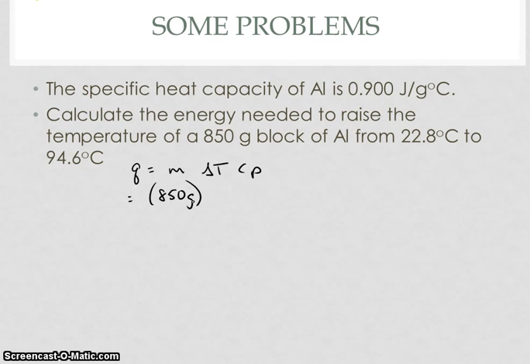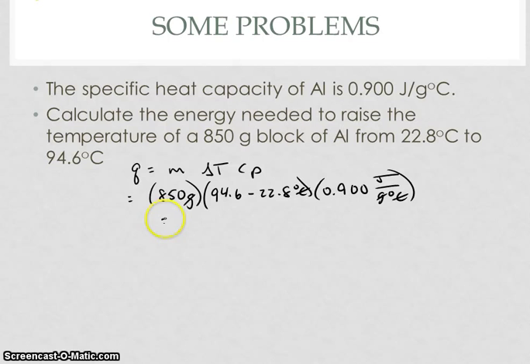We want to figure out our temperature change, so we'll take our final temperature minus our initial temperature. So 94.6 minus 22.8 degrees Celsius. And we'll put in our specific heat for aluminum, which is 0.900 joules per gram degree Celsius. Now, when we look at the units, grams cancel out, degrees Celsius cancel out, and we're left with joules. And those are our units for heat.